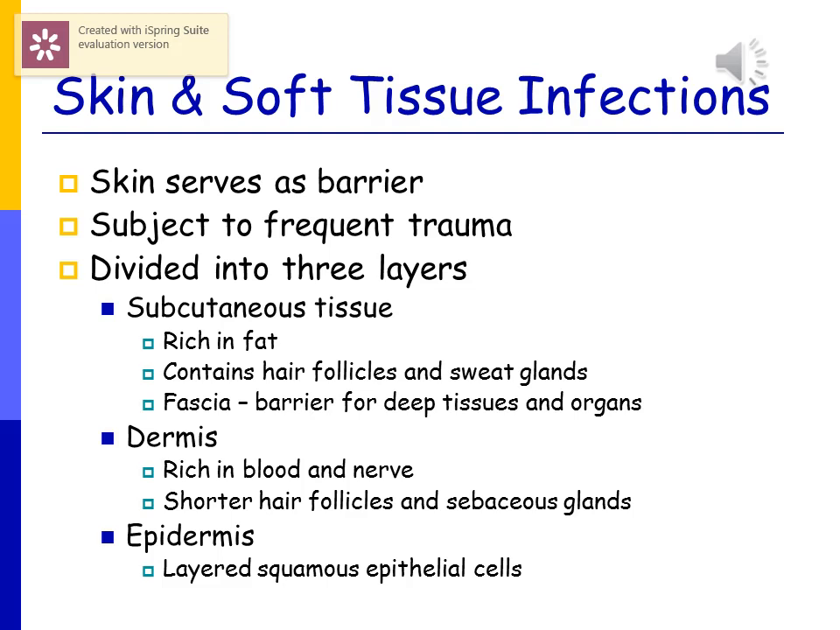So our skin is divided into 3 layers. You have your subcutaneous tissue layer, which is rich in fat. It has your hair follicles, your sweat glands, and there is a fascia, which is a barrier so that it's barricaded from those deep tissues in your organs. The dermis is very rich in blood and nerves. It has shorter hair follicles as well as sebaceous glands. The epidermis is your squamous epithelial cells.